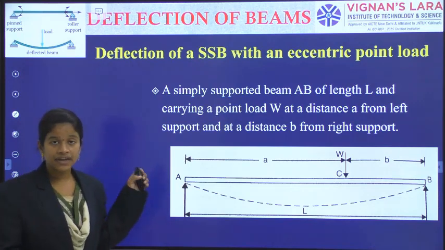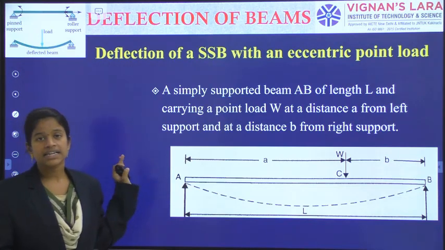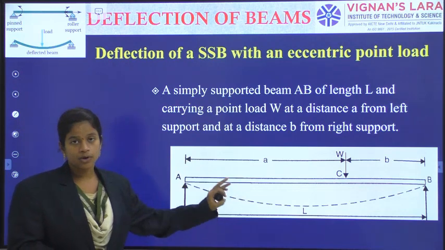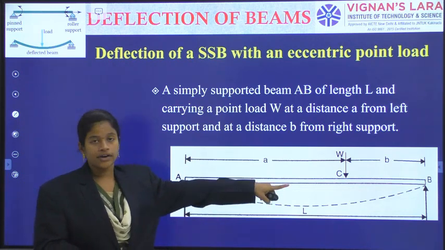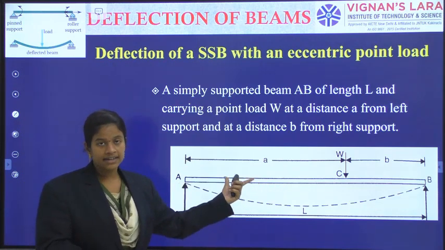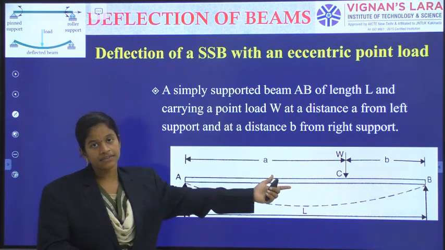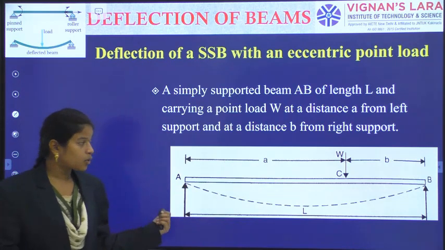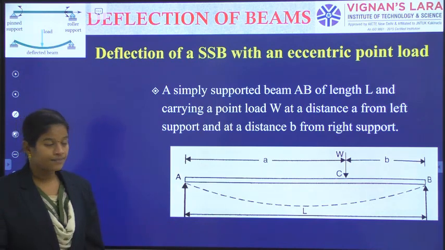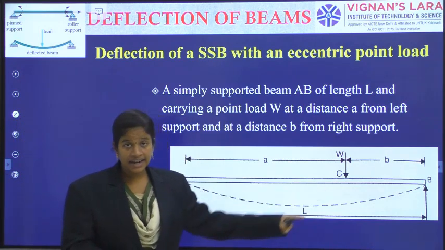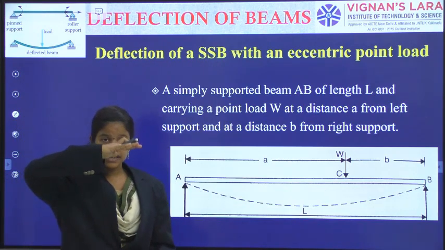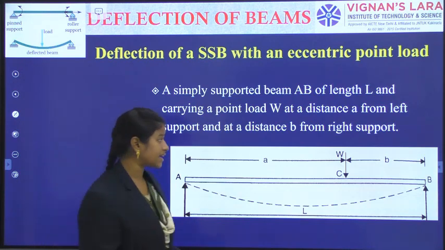In this way I have considered a loading figure: a simply supported beam having some cross section and length, with a point load W acting at a distance a from the left support and b from the right support. The overall length of the beam is indicated as L, and the dotted line indicates that the deflection is occurring in the downward direction.